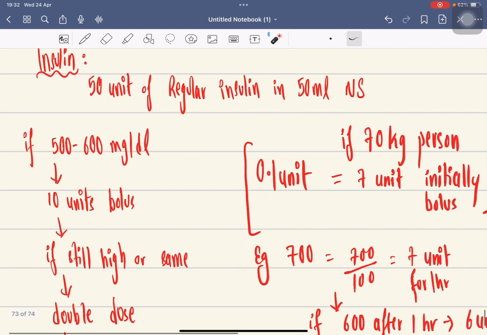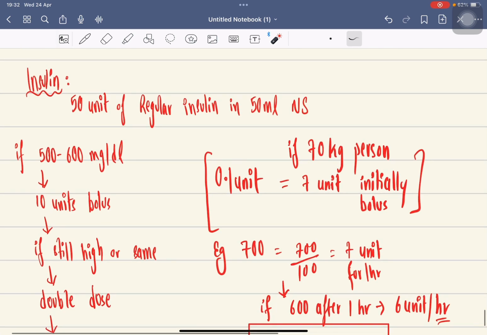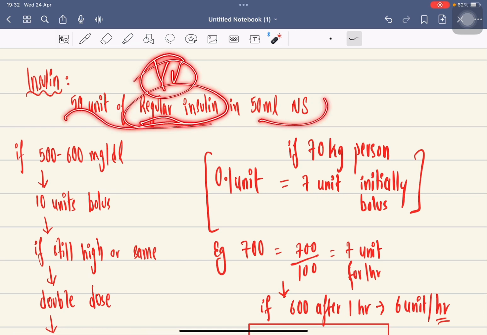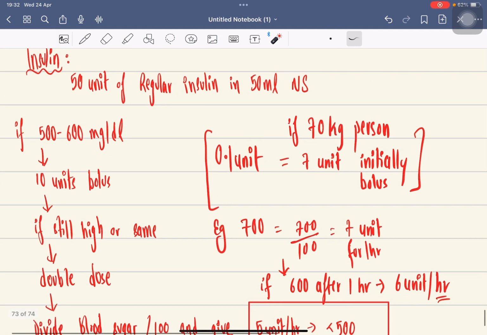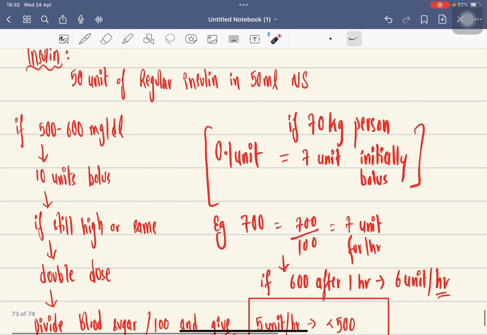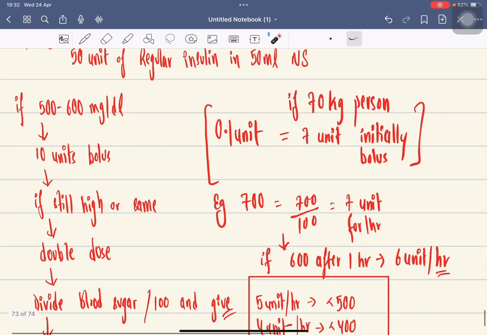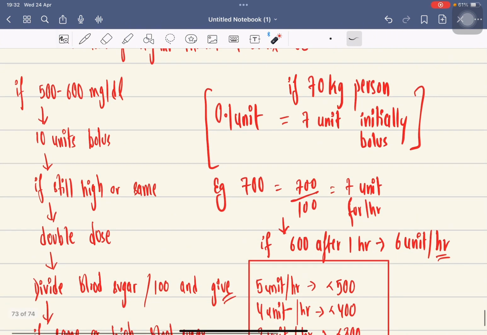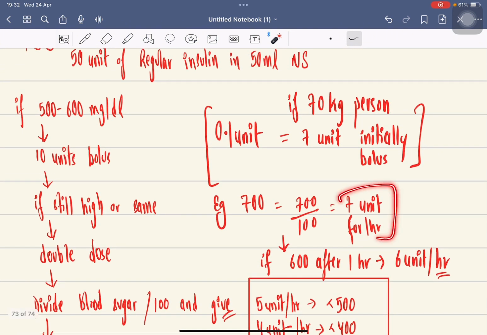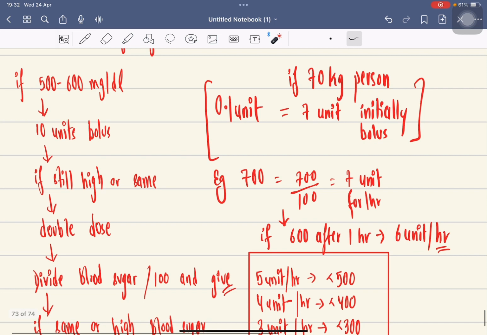Now we can give insulin. We should give IV insulin, like regular insulin, 50 units dissolved in 50 ml normal saline. For example, there is a person with 70 kg body weight. We should give 0.1 unit per kg. It is 7 units initially as bolus, and his blood sugar is 700. So we should start with 7 units for the first hour, and we should check again after 1 hour.